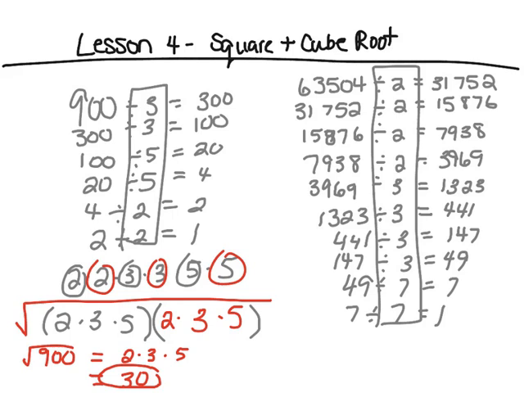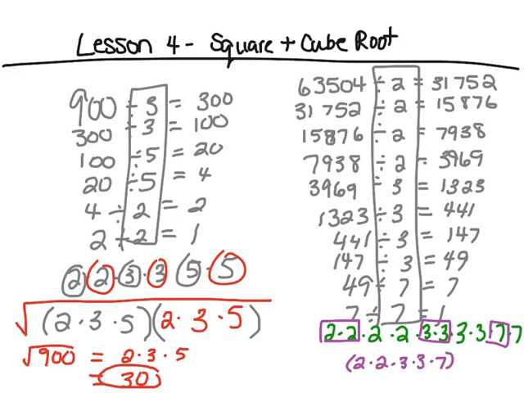So we have 4 2's, so 2 times 2 times 2 times 2. We have 4 3's, 1, 2, 3, and 2 7's. So because we can group this into groups of 2, we have 2 of these, and 1 of these. So it can be 2 times 2 times 3 times 3 times 7. And in this other group, 2 times 2 times 3 times 3 times 7.